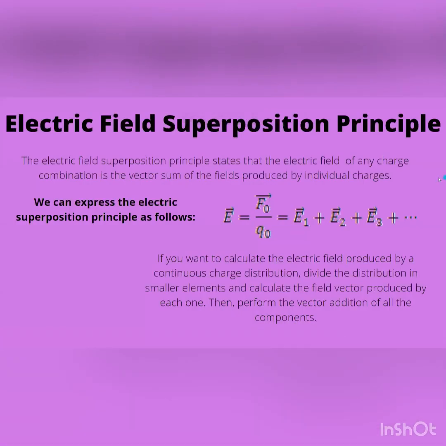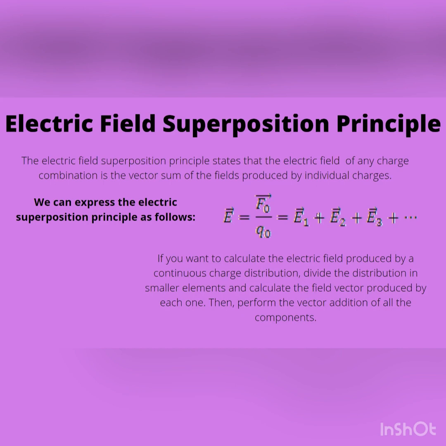Now I'm going to explain the electric field superposition principle. The electric field superposition principle states that the electric field of any charge combination is the vector sum of all the fields produced by individual charges. We can express this with the formula, where E, again, is the electric field vector, equals the force vector divided by the charge. Then you add all the fields stated in the formula. They can be as many as you want.